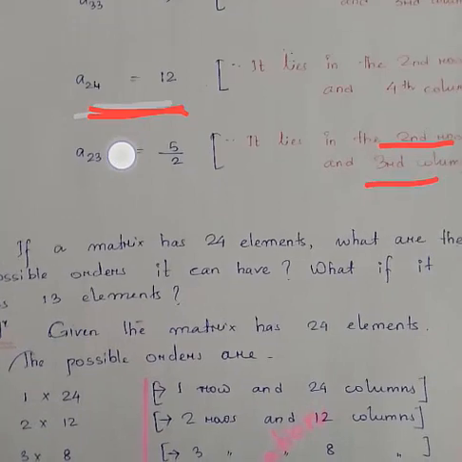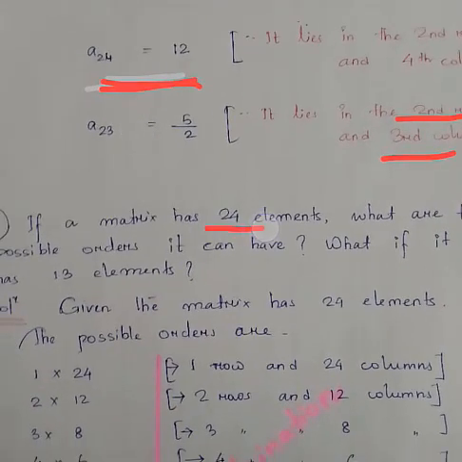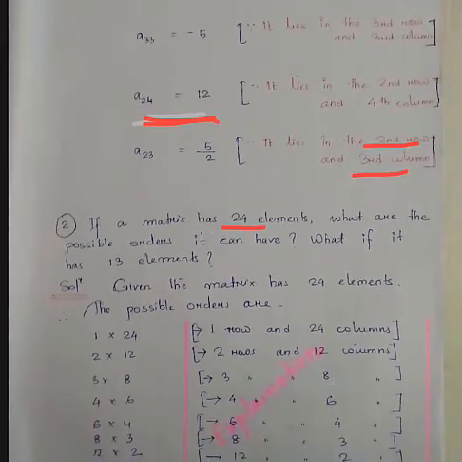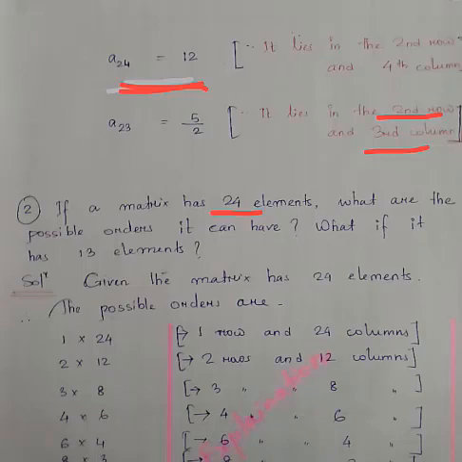Then moving on to question number 2. What is said here? If a matrix has 24 elements, what are the possible orders it can have? What if it has 13 elements? Let us check the first part first. It is said that the matrix is having 24 elements. How can these 24 elements be arranged? We have to arrange these elements in the form of rows and columns.